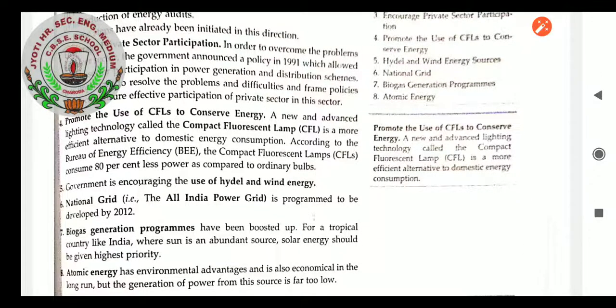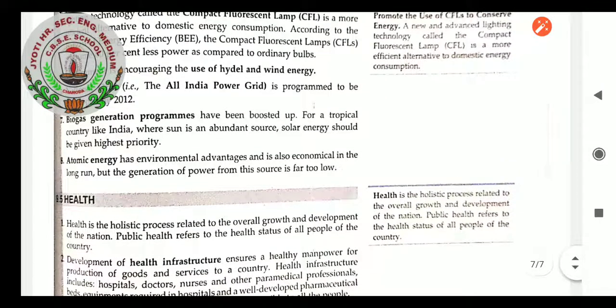Government is encouraging the use of hydel and wind energy. The national grid, that is the all India power grid, was programmed to be developed by 2012. It is already developed, and you can see at the state level also the power grid has been developed, and they are taking measures to generate electricity in more natural ways. Biogas generation programs have been boosted. For a tropical country like India, where the sun is an abundant source, solar energy should be given highest priority. We can see this in our locality also, where we have started generating power through solar energy.